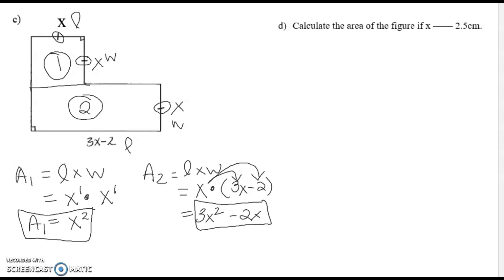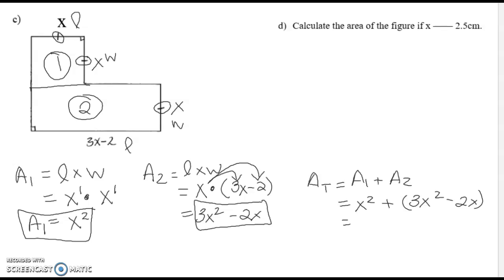Okay, so the last and final step is the area total. So that means area 1 plus area 2. So we need to add these both together. So area 1 was x squared plus area 2 was 3x squared minus 2x.